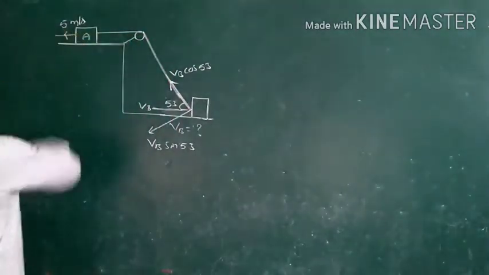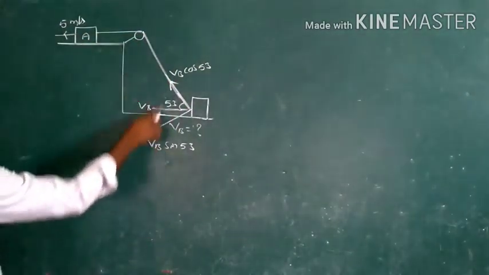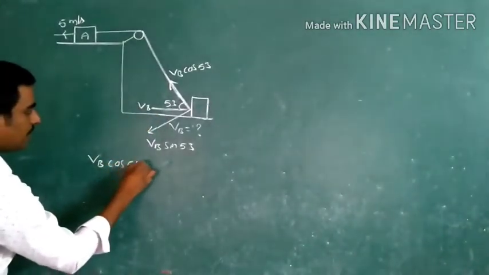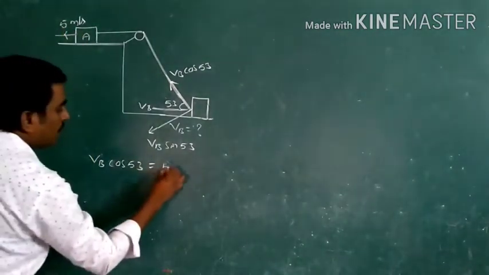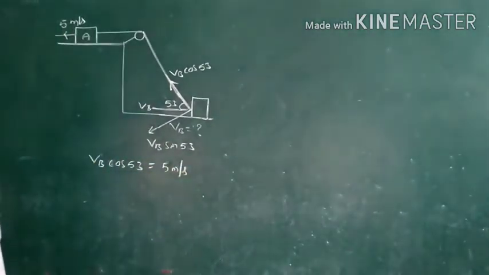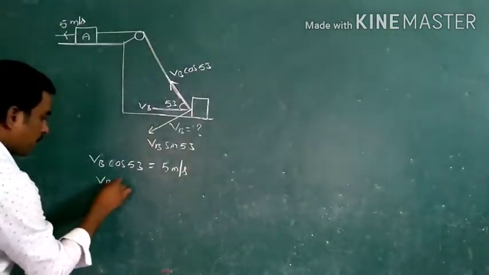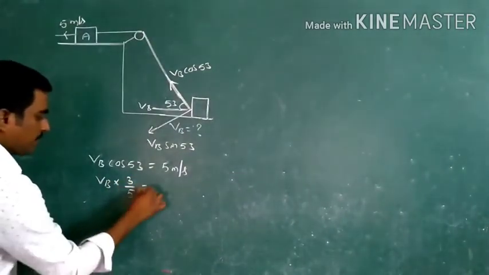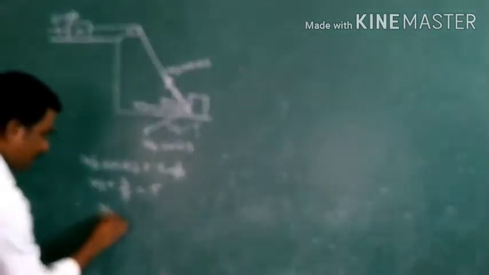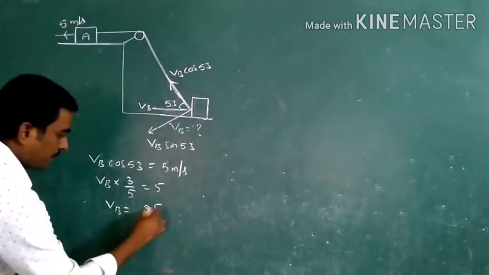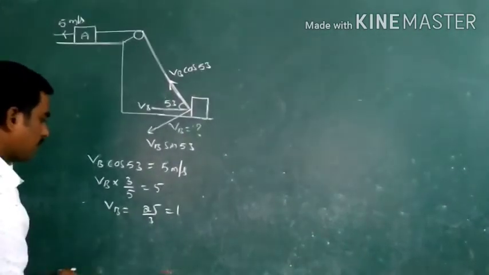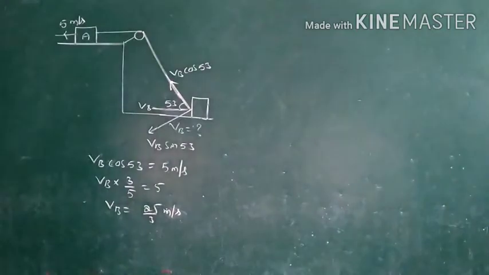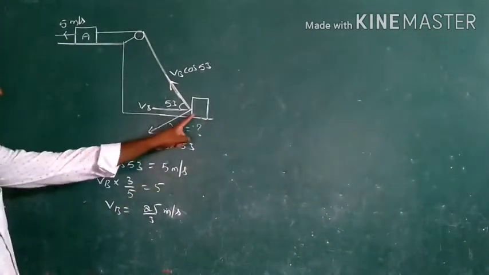Here, whatever it is, that is equal to 5 meters per second only. That 5 meters per second is equal to VB cos 53 degrees, which is 5 meters per second. Now, what is the cos 53 value? Cos 53 is equal to 3 by 5. So VB is equal to 25 by 3 meters per second. That is the velocity of block B.